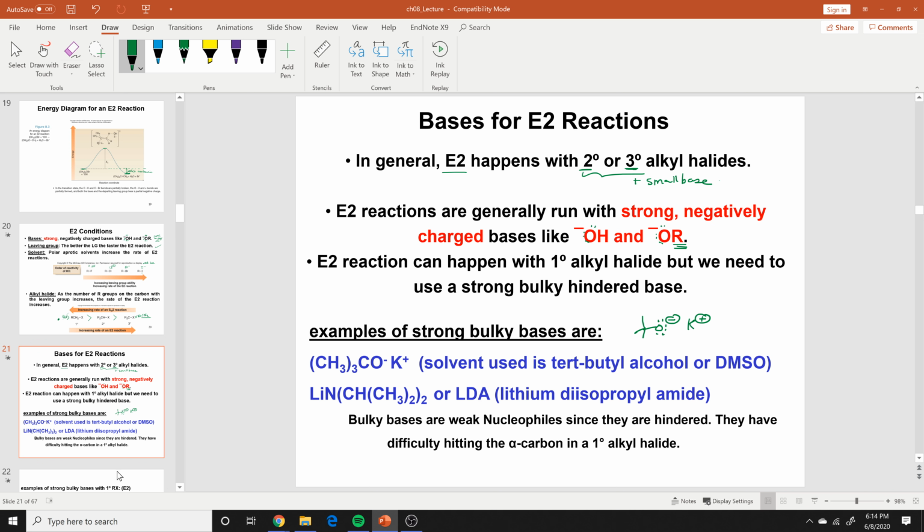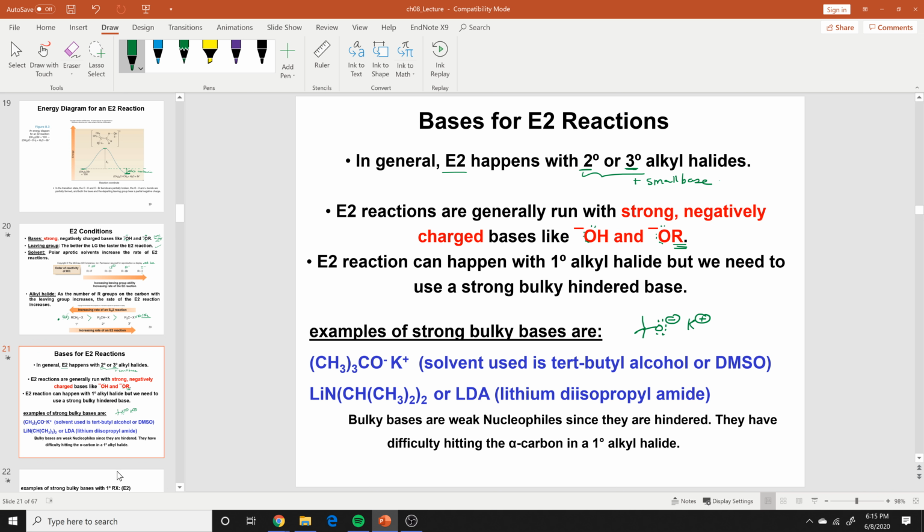E2 on the other hand can also happen with primary alkyl halide, but in that case only, I would need a bulky group in order to push the reaction to completion. So I would need to use a bulky base. If I use any small bases with the primary alkyl halide, I will end up having no reaction, no E2 reaction. So with primary alkyl halide, the only way the reaction can work is whenever I have a bulky base taking the beta hydrogen of the primary alkyl halide.